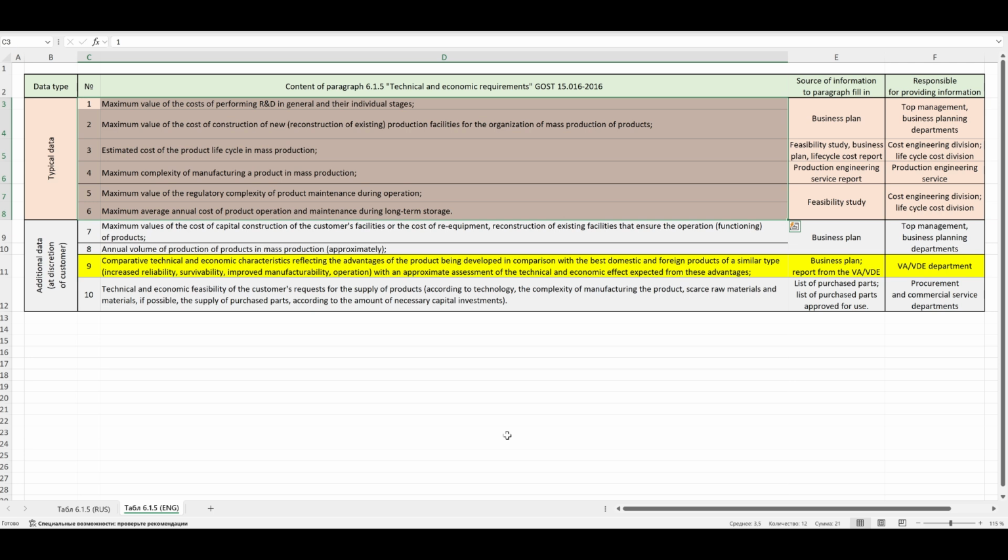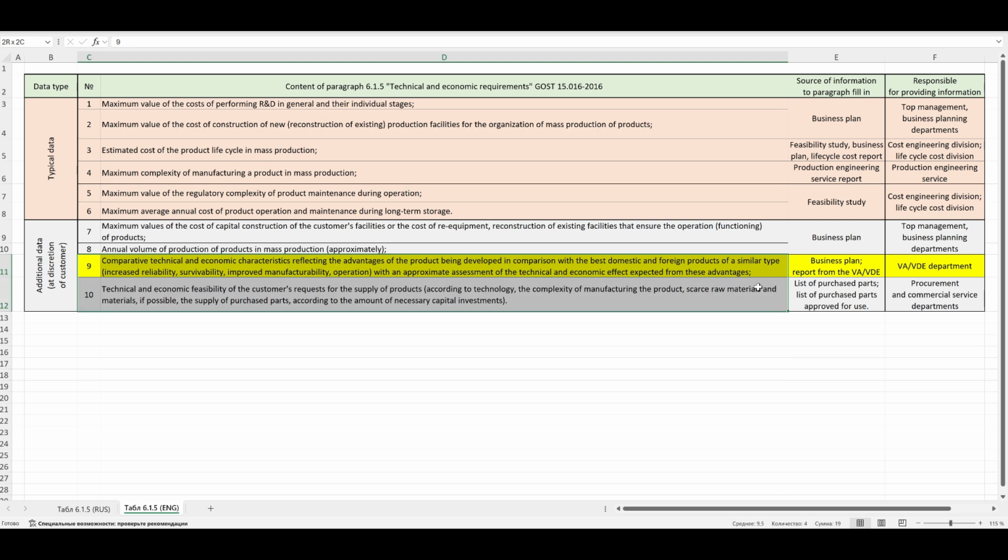In the table shown on the screen, we can see a list of standard and additional data that can be specified in section 6.1.5, Technical and Economic Requirements of the Technical Specification, GOST 15016. The content of paragraph 9 of the table presented on the screen, namely the wording: technical and economic characteristics reflecting the advantages of the product being developed in comparison with the best domestic and foreign products of a similar type, may correspond to the following three types of output data of value analysis and value design engineering at the strategic or macro level, listed by us in the comments to stage 8.